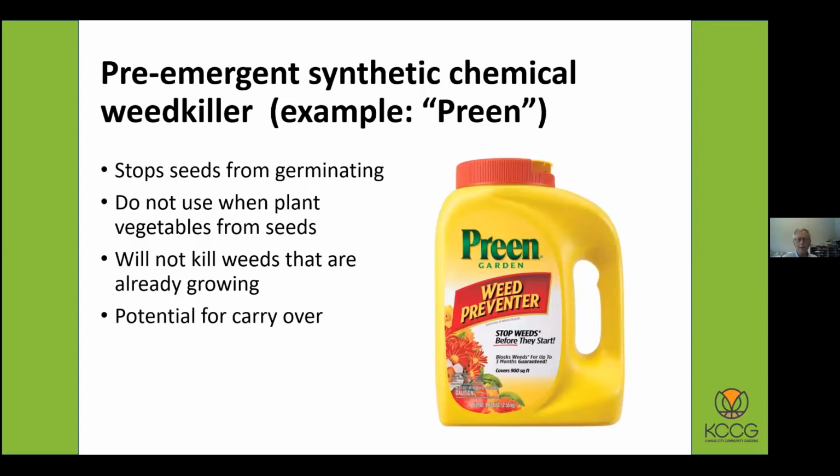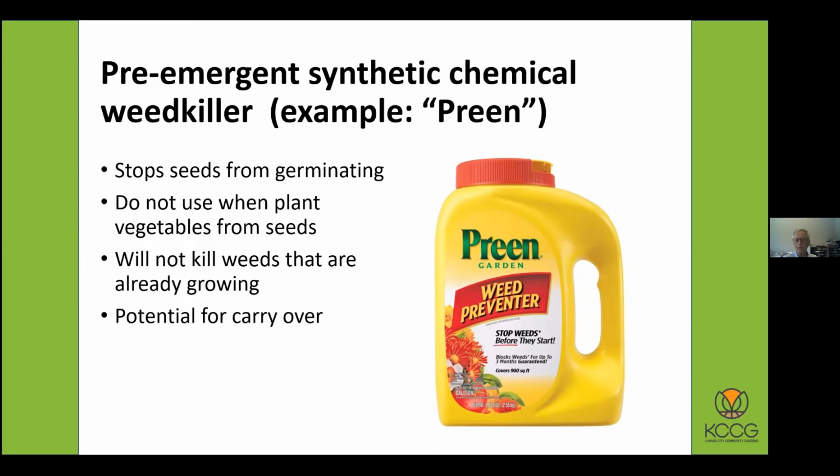Let's talk about a synthetic chemical weed killer that is a pre-emergent. This is the most common one. The actual chemical name for it is Dacthal, but what you'll usually see is this brand name here called Preen, and it's very common. People use it a lot on their turf. What it does is stop the seeds from germinating.